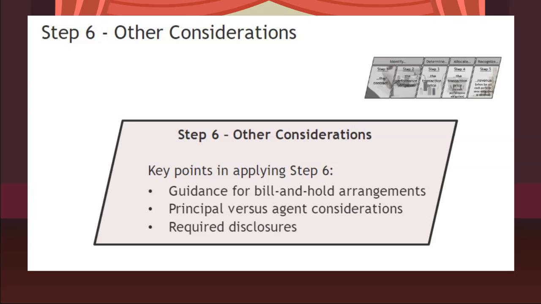Now that we have applied the 5 steps of the 606 framework in previous modules, let's take a look at several other key considerations in the revenue standard. In this module, we will review the guidance for bill and hold arrangements, principal versus agent considerations, and required disclosures.